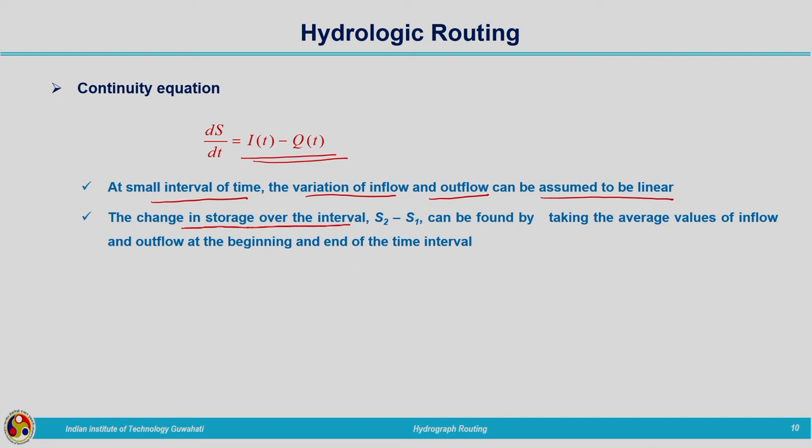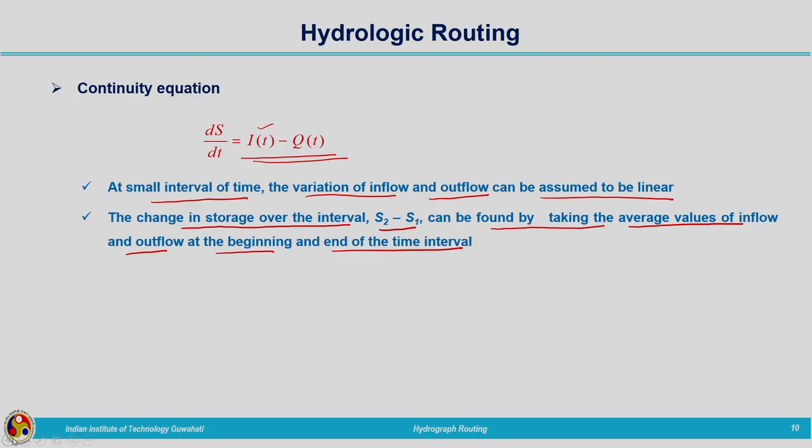So, the change in storage over that particular time interval, S2 minus S1, can be found out by taking the average values of inflow and outflow at the beginning and end of the time interval. What we are going to do is discretize this equation, that is the continuity equation represented by dS/dt is equal to I(t) minus Q(t), an ordinary differential equation, by assuming that within a short interval of time delta t, the variation with respect to inflow and outflow can be considered as linear, and the change in storage can be considered as the difference between the average values of the inflow and outflow corresponding to that particular short interval of time. Look at the equation, dS/dt is equal to I(t) minus Q(t). In this case, this ordinary differential equation we are going to write in discretized form.